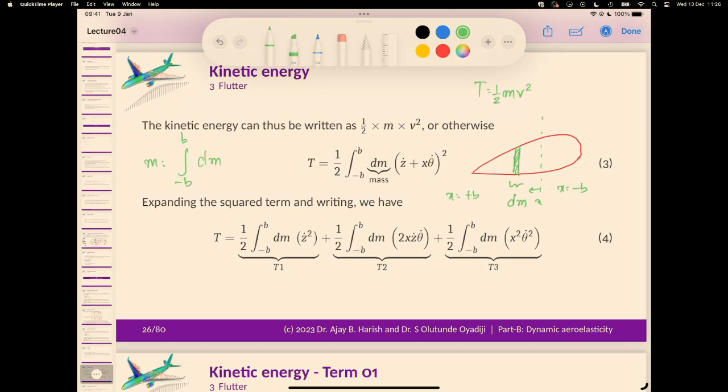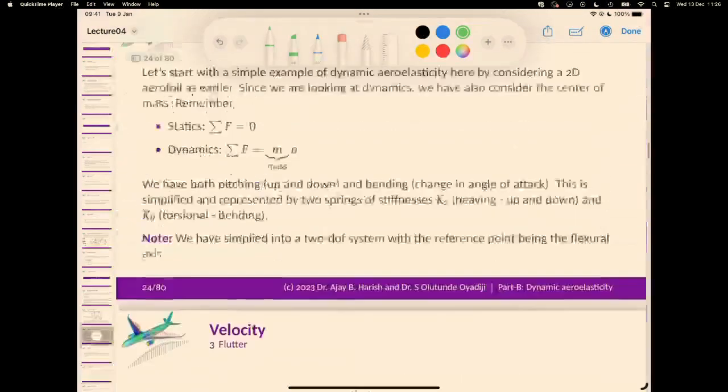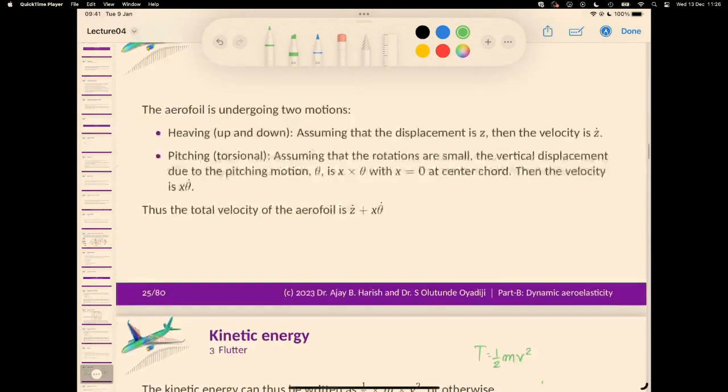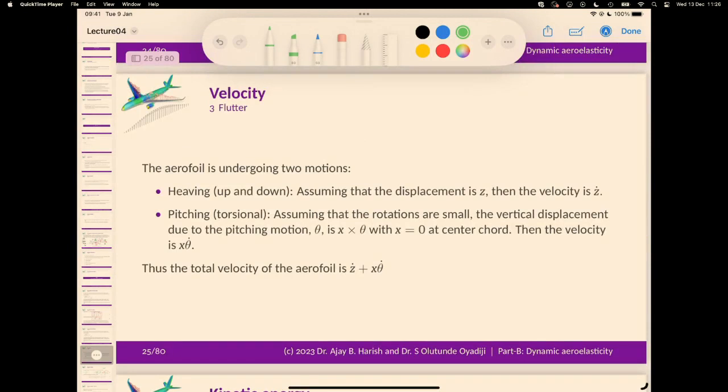We have written, okay, probably we have written our velocity. I didn't probably talk about the velocity, but we'll come to the velocity in a moment. So we have written our mass into some velocity square. We still have not talked about how we are getting this velocity, but if you think about it, we have two motions here. One is the up and down motion. We have defined that displacement there is z, right? For the up and down motion, so we have up and down.